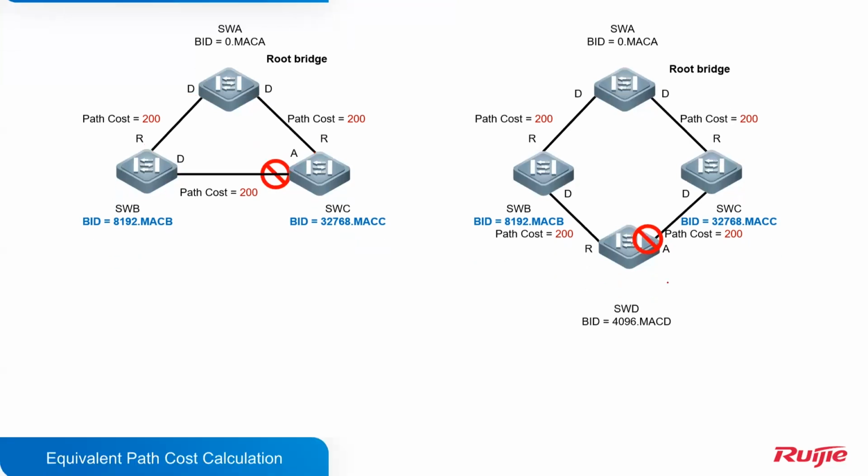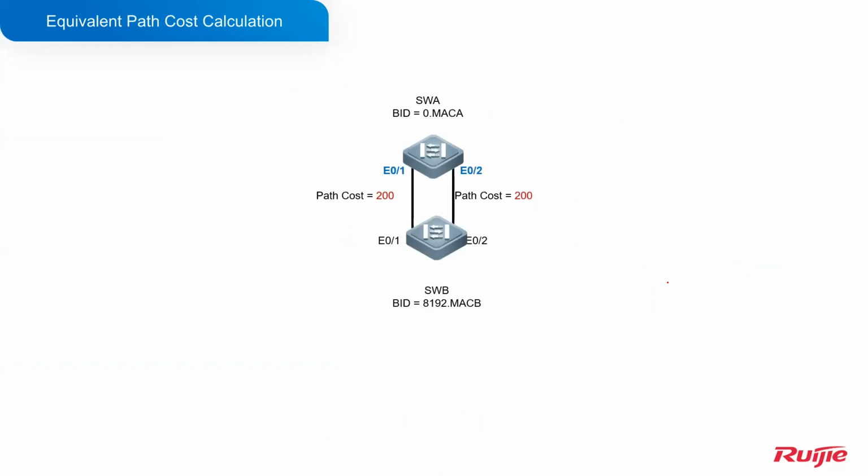And the last case, let's see. The last case of equivalent path cost calculation is like this. We have 2 switches, and we use 2 cables or 2 links to directly connect them. And firstly, obviously, SWA is the root bridge. And then on SWB, which port is the root port? Root path cost is the same. The neighbor's bridge ID is the same, so we will compare the neighbor's port ID. And obviously, you can see the port ID consists of priority and port number, okay?